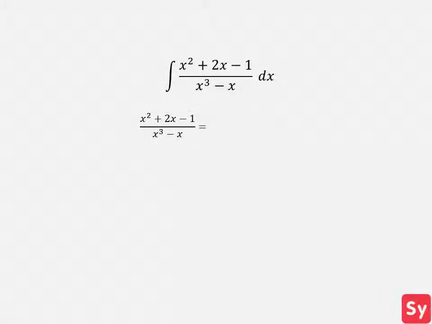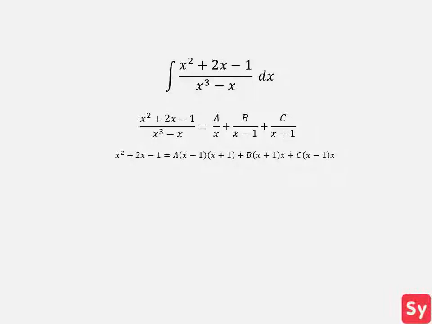Last example, we have the integral of x squared plus 2x minus 1 over x cubed minus x with respect to x. We want to turn this fraction into partial fractions. So we know that the factors of x cubed minus x are x, x minus 1, and x plus 1. So this fraction is equal to a over x plus b over x minus 1 plus c over x plus 1. Next, we must find the values of a, b, and c. So we set the numerators equal to each other.